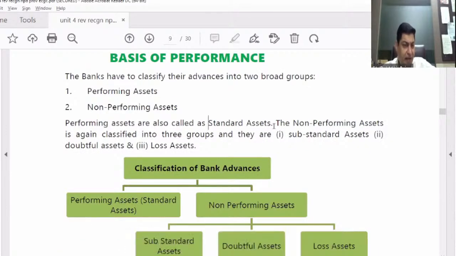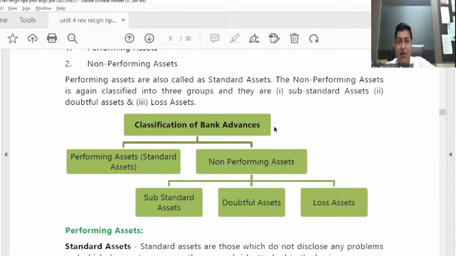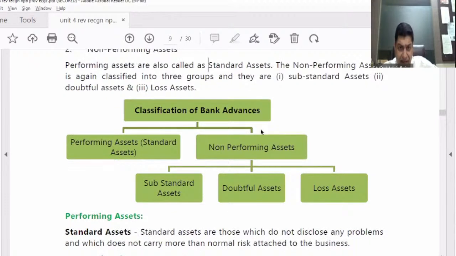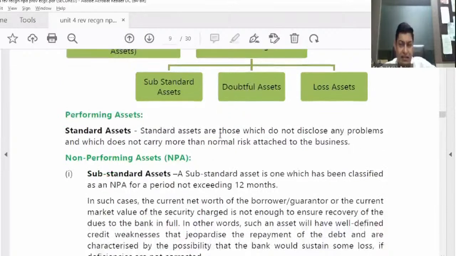So performing asset and non-performing asset is the classification of bank advances. In non-performing assets, there are substandard assets, doubtful assets, and loss assets. This is the basic classification. Now, what are standard assets? Naturally, these are the assets which do not disclose any problem. It means these are the accounts which pay the dues on a regular basis. They don't show any problem as far as recovery is concerned. So these are regular accounts, these are standard accounts.